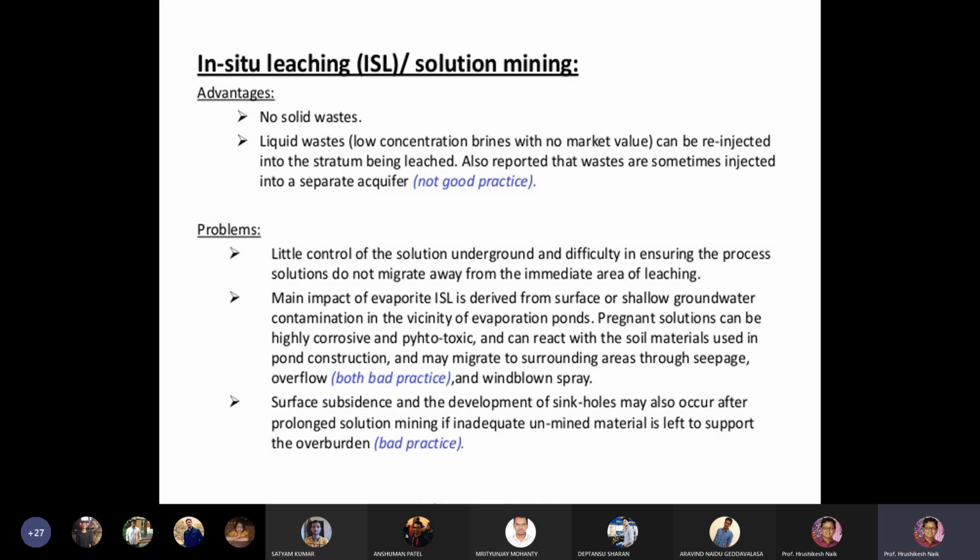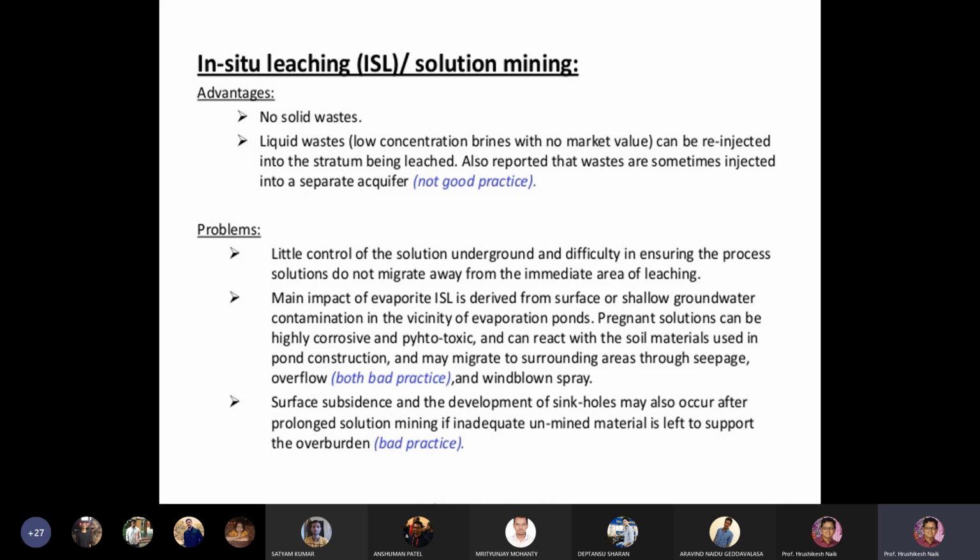So these are the advantages of in situ leaching: no solid waste, and whatever liquid waste you get, you can re-inject into the stratum. But the problems associated with in situ leaching are little control of the solution underground, and it is very difficult to ensure the process solutions do not migrate away from the immediate area of leaching.